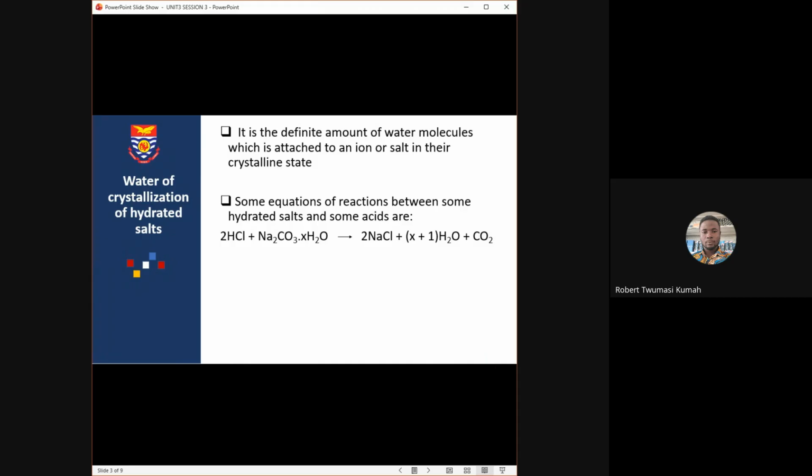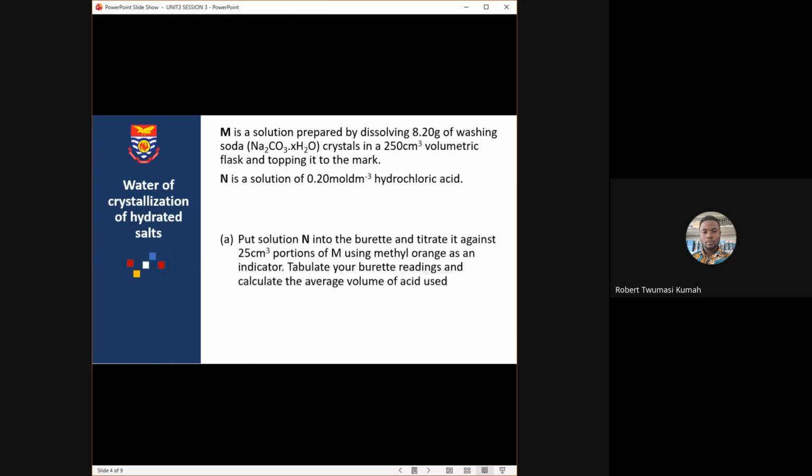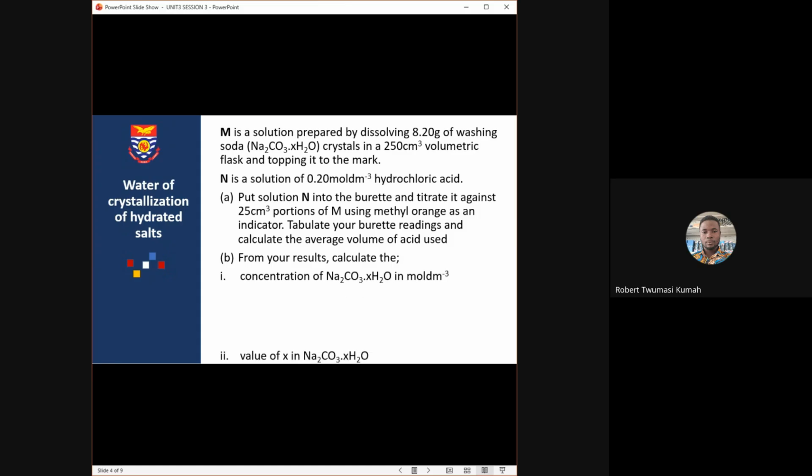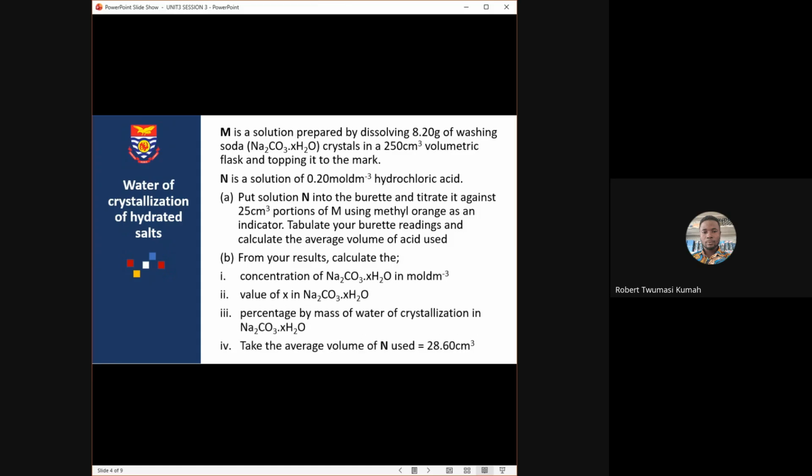So we have some equations of reactions between some hydrated salt and some acids. We are going to use this in a question. We have this also. All right. Let's look at how to do that determination. And we are doing that with a question. And the question is as we have there.